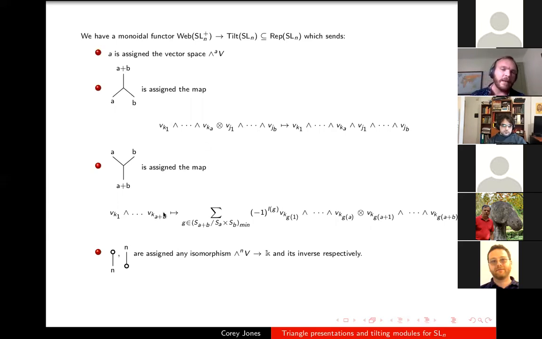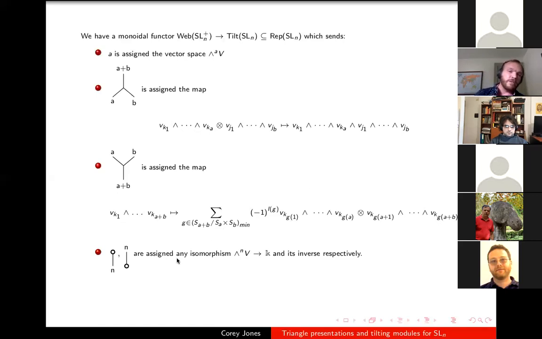And then this map is just a fancy way of writing, if I had picked a basis when I was defining this, essentially a transpose. This is just a fancy way of getting the signs right, which I borrowed from the paper that I mentioned earlier. G is a representative of one of these cosets of minimal length, and you just take -1 to the length of it, and that's how you get the sign right and the permutation right. But basically, just think of it as a transpose of this map here.